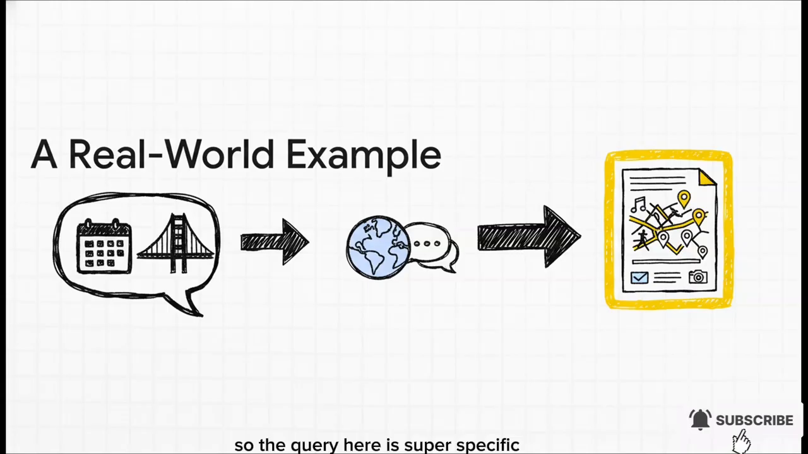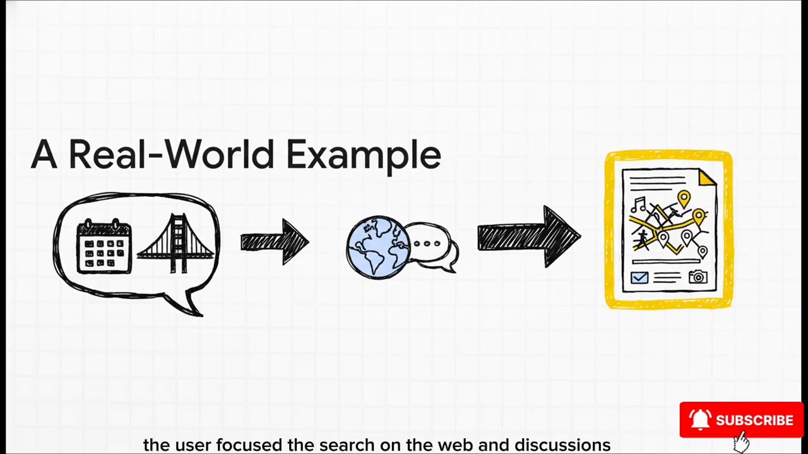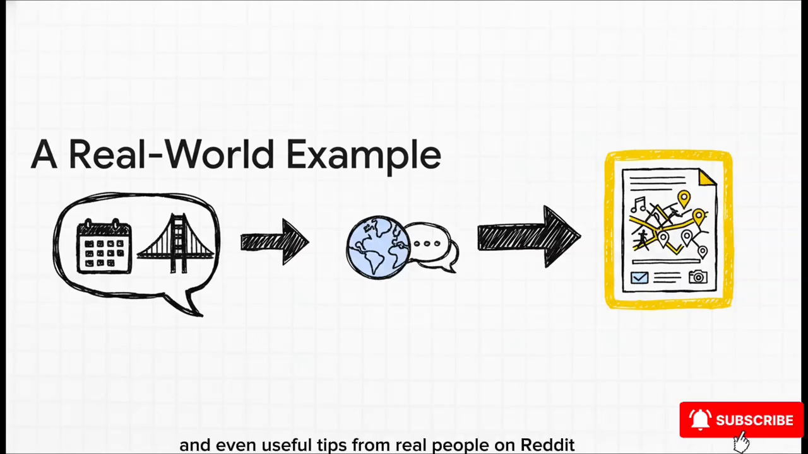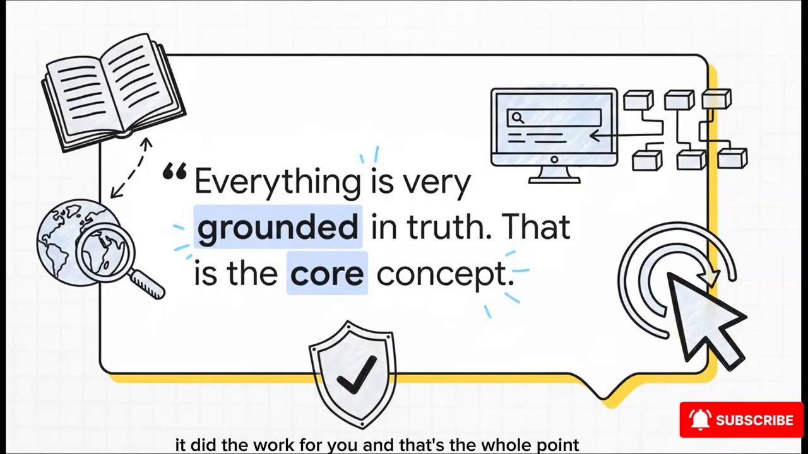Let's make this real with an example. So the query here is super specific. It's got dates, a location, and a clear request. The user focused the search on the web and discussions. And look at the result. It's not just a page of links. It's a full itinerary, pulling info from official travel sites and even useful tips from real people on Reddit. It did the work for you. And that's the whole point.